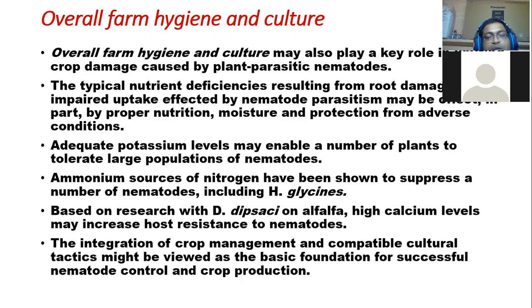Proper nutrition is another one. For example, if you apply more nitrogen, it will favor the nematodes. If you apply more potassium, it will strengthen the roots. If the root is in a strengthened condition, it will produce more root exudate. Root exudate will attract more beneficial microorganisms. These beneficial microorganisms will cover the entire root. Then there will be no hole for nematode invasion.